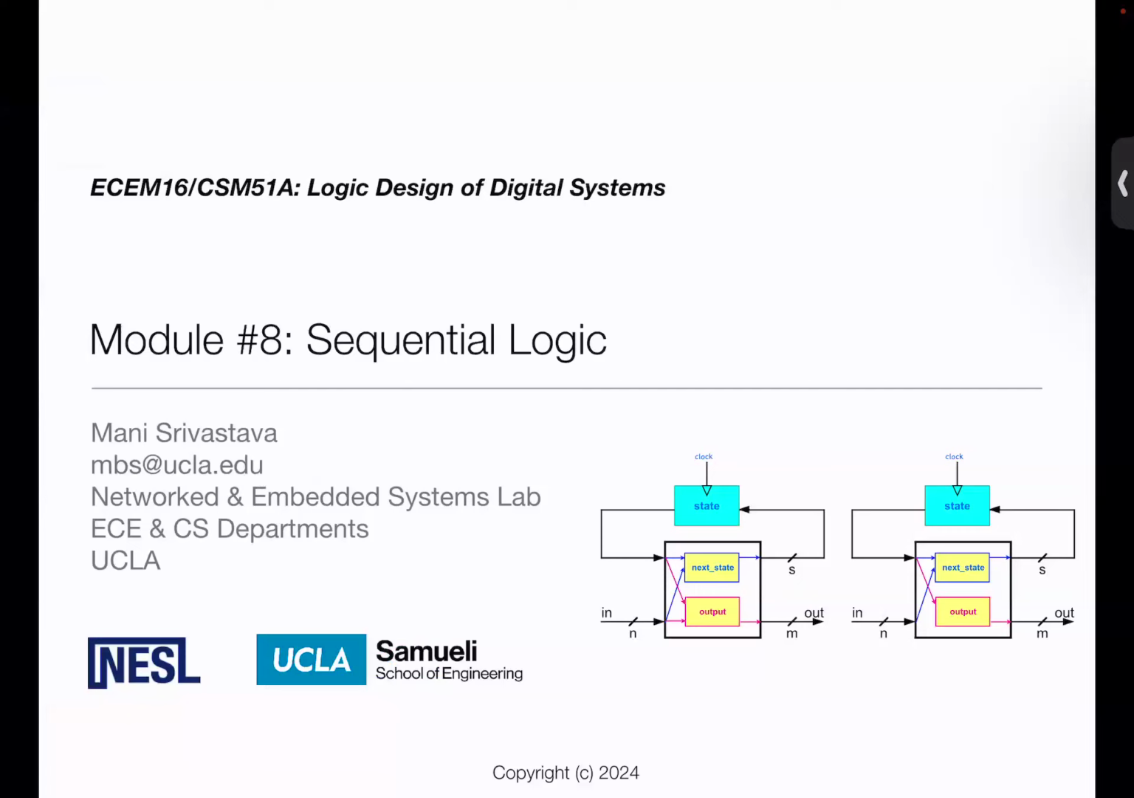Okay, good afternoon, everyone. So today is the quiz day. I'll be showing a slide with the quiz URL at around 4:35. But until then, we're going to start on a new topic, sequential logic.